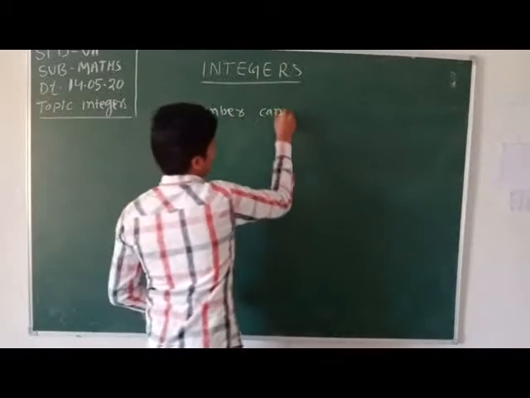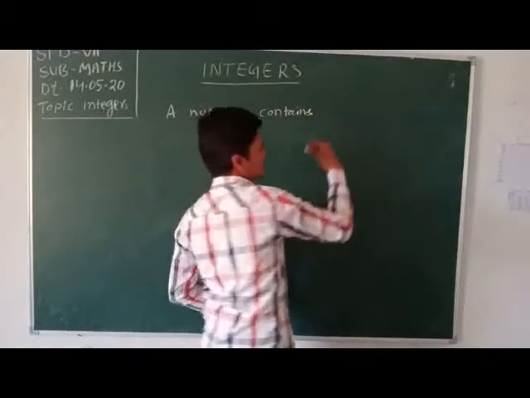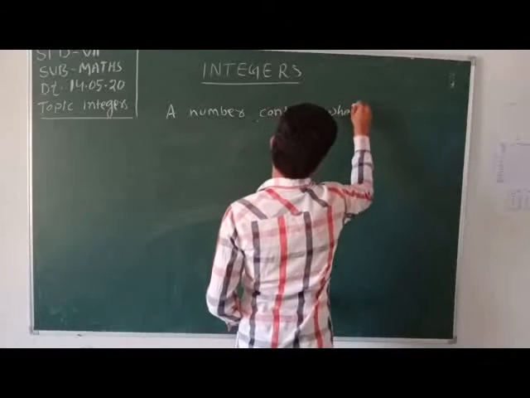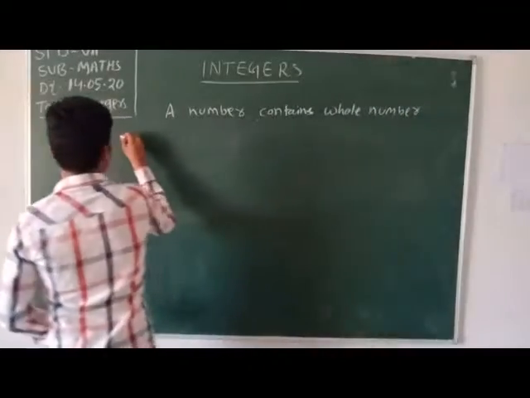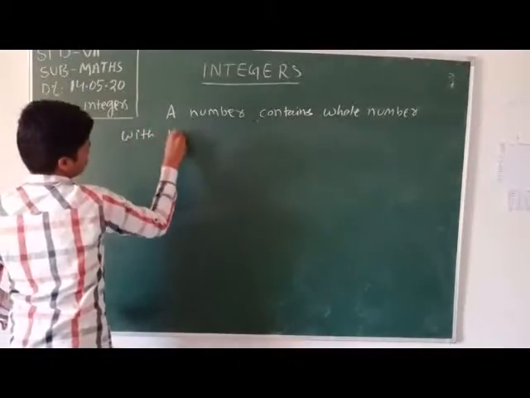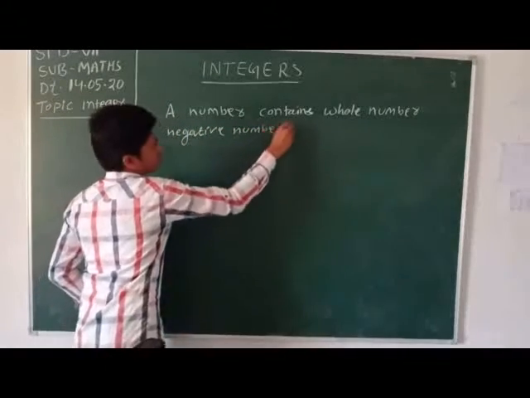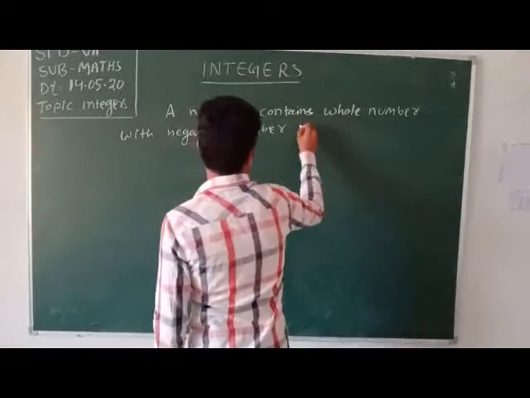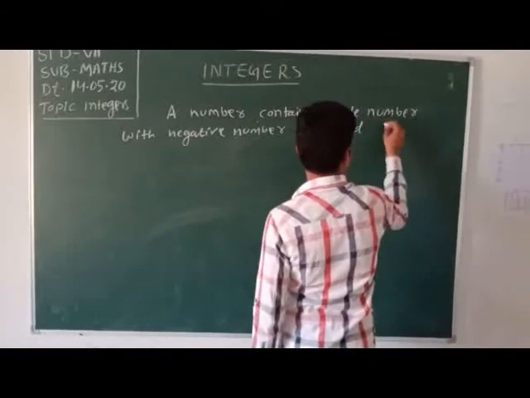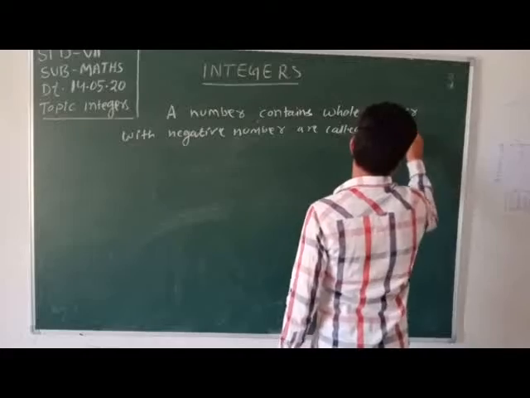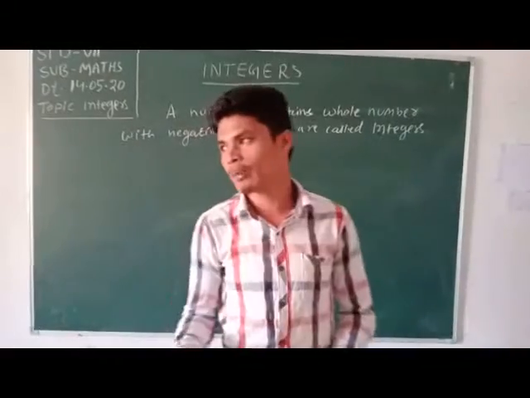The number containing whole numbers with negative numbers are called integers. What is a whole number? You already know whole numbers.